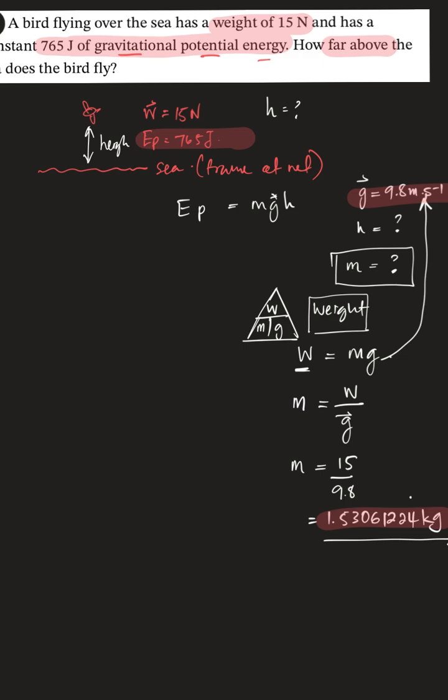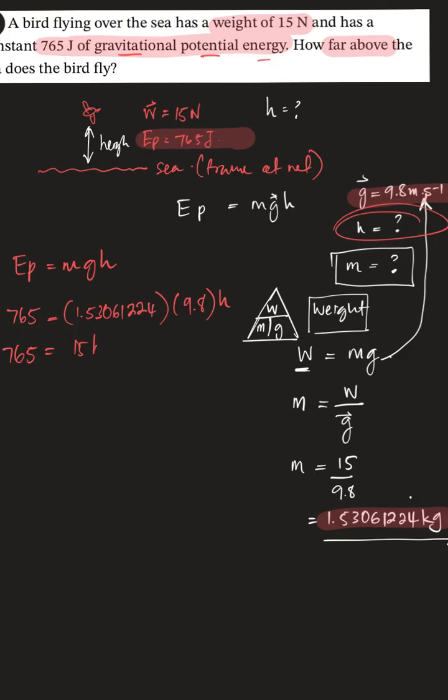Let's go here. And I'm going to say EP is equal to mgh. And I'm looking for the height. So my EP is 765, which is equal to 1.5306122. Remember, when you have to write all of these decimals out, that's just how life is for you guys. 9.8 times height. So now what I'm left with is 765 is equal to 15h. Right, so what you should notice now, here's the cool bit.